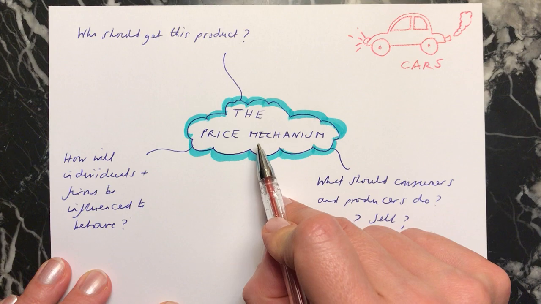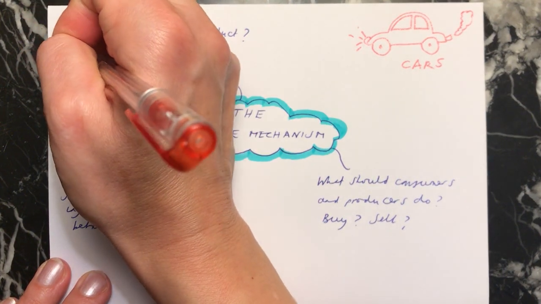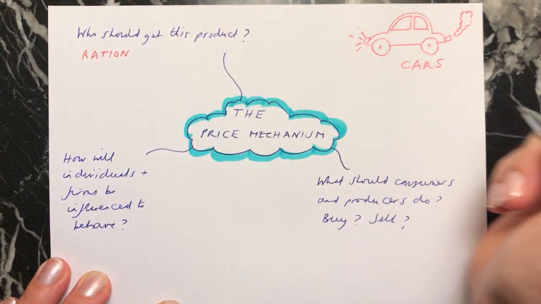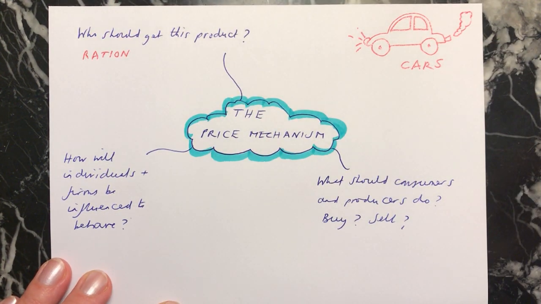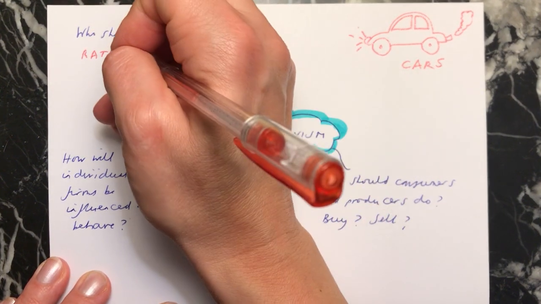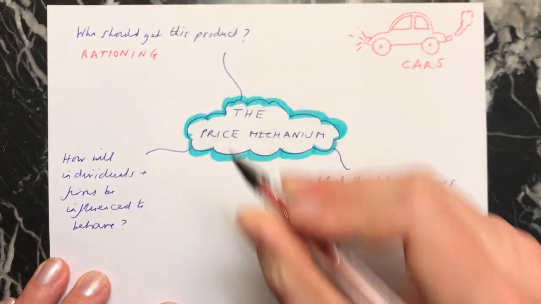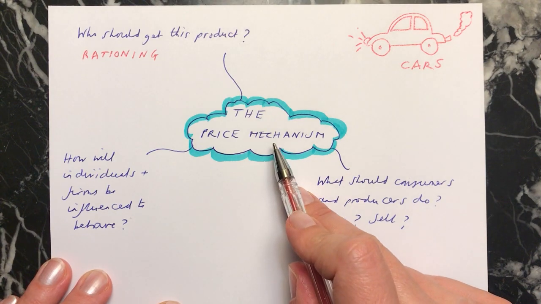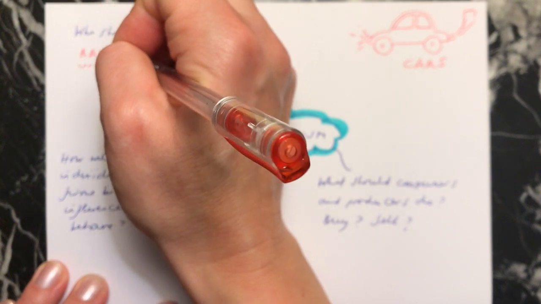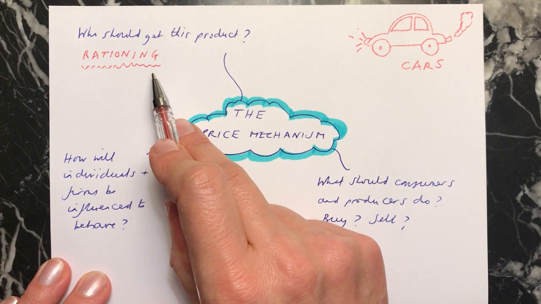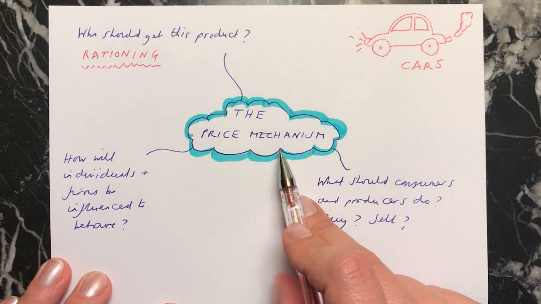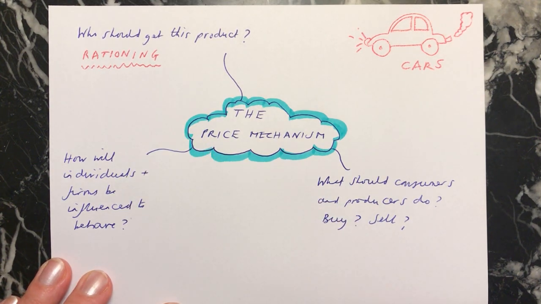And the price mechanism is a way of rationing. This is the word that we use. If you ration something, like in the war when there were ration books, you're sharing something out which is scarce. And rationing is one of the things that the price mechanism does. It decides who can get the product, because you can only have the product if you can afford it at the price that it's being sold at. So one function of the price mechanism is rationing.